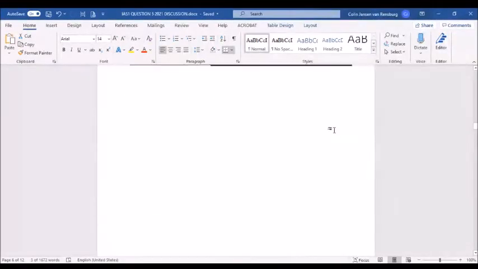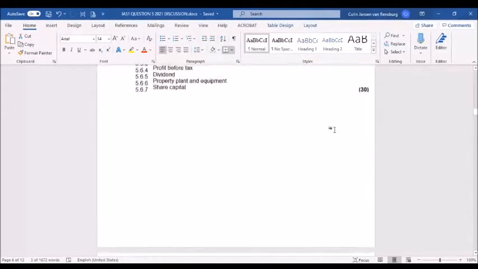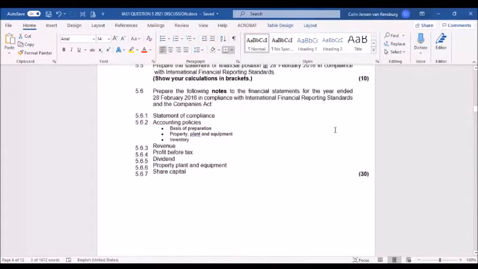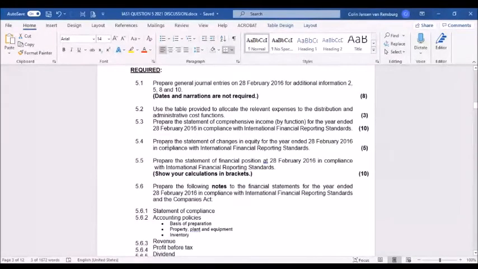Okay. So our next statement, that is also the one they require of us next. There's a certain order in which we compile our financial statements. So if you want, you can go back to your question, what is required. After the statement of comprehensive income, the next thing they require is the statement of changes in equity for the year ended 28th of February 2016.